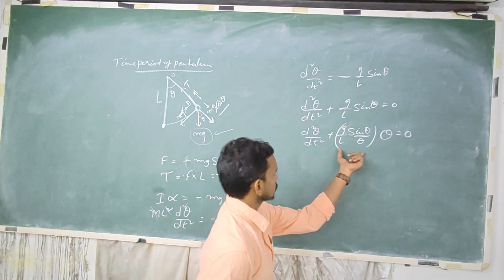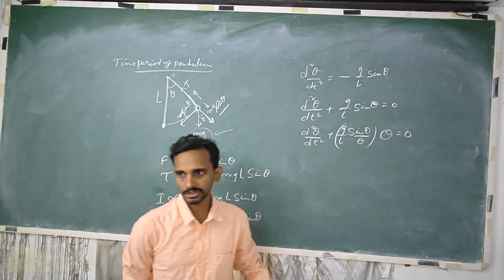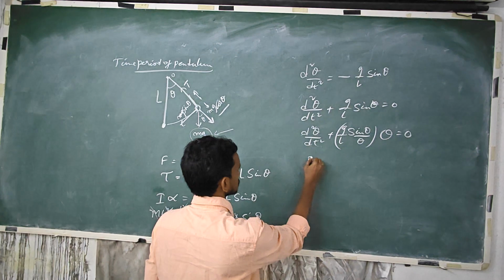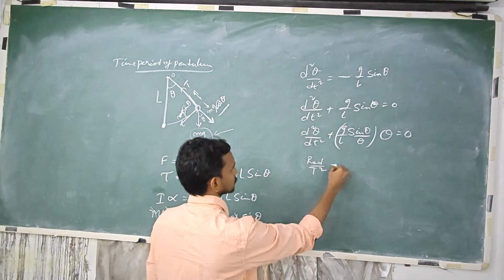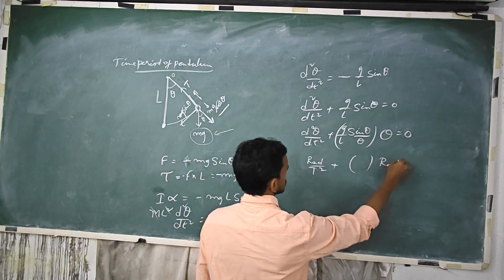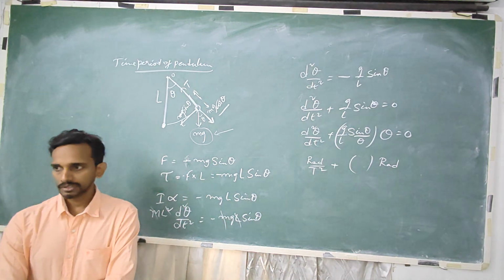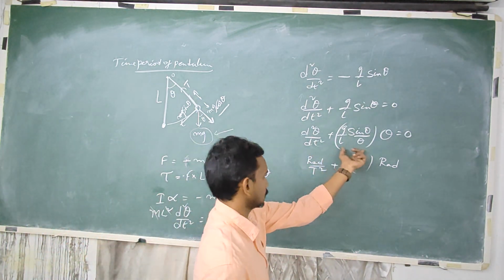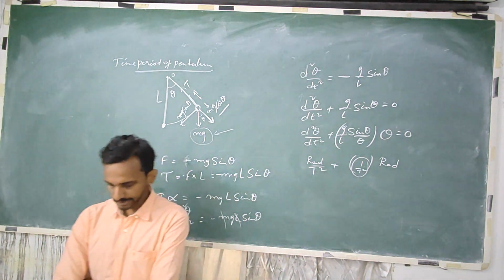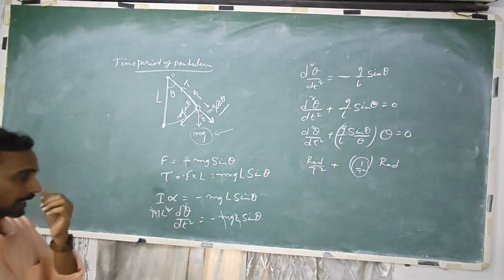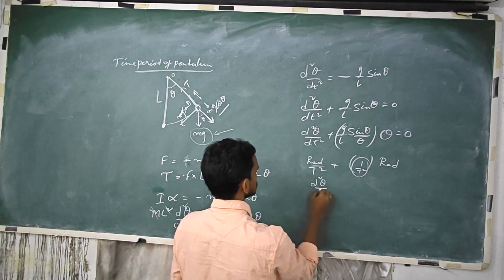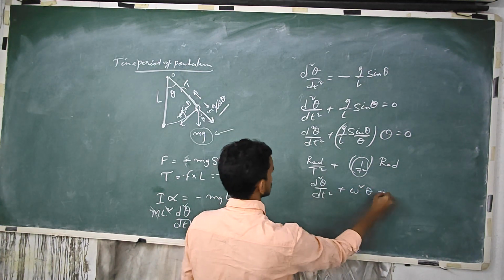Now, what are the dimensions of this term? If you check the units, it is radians by time square plus the other term, which is unknown, and here I have radians. So this term also has units of 1 by t square, and I am introducing a factor of 2 pi by hand, so I call this omega square. So the equation becomes d square theta by dt square plus omega square theta is equal to 0.